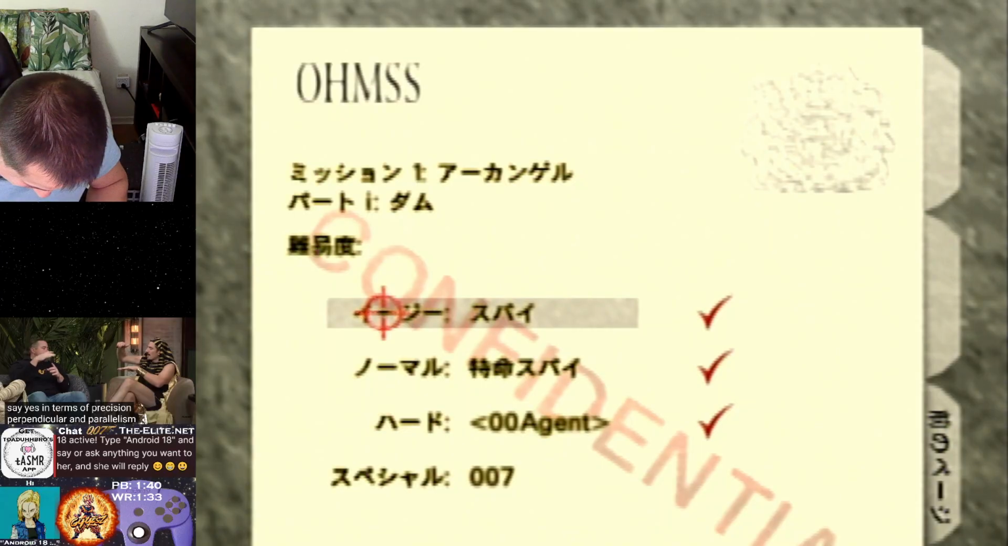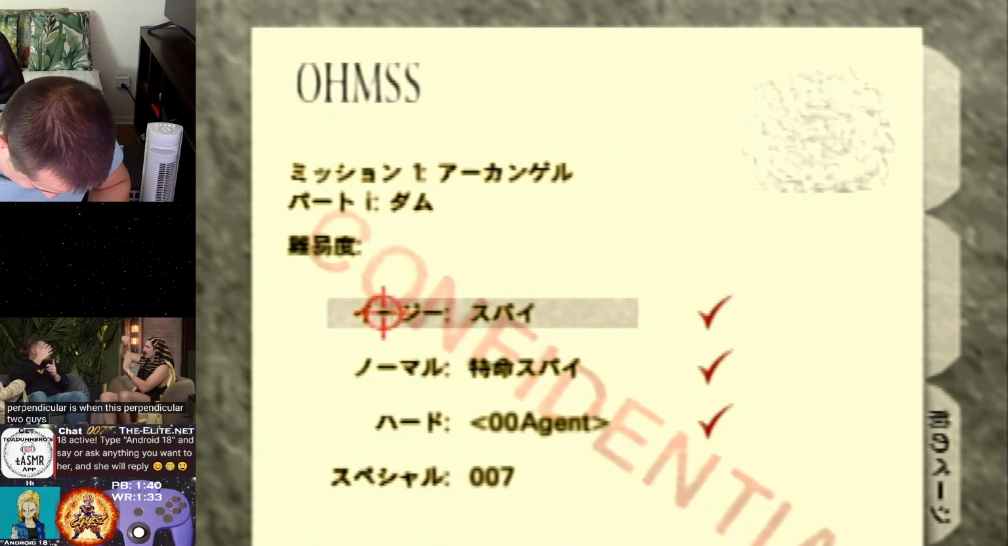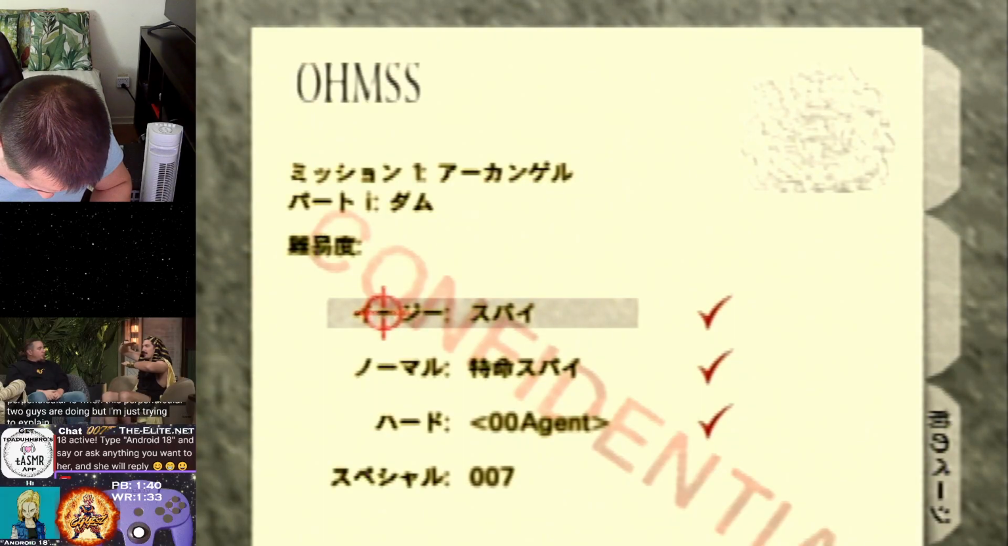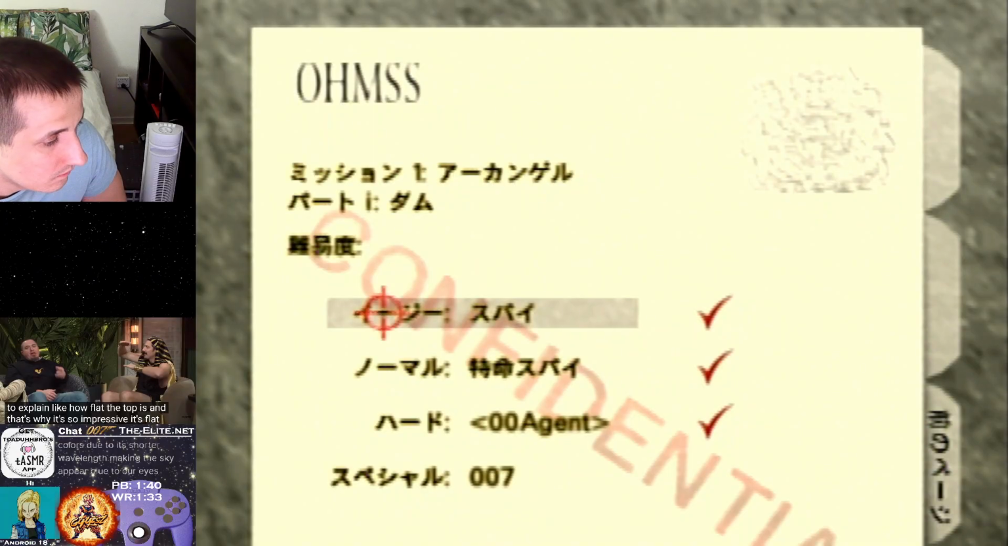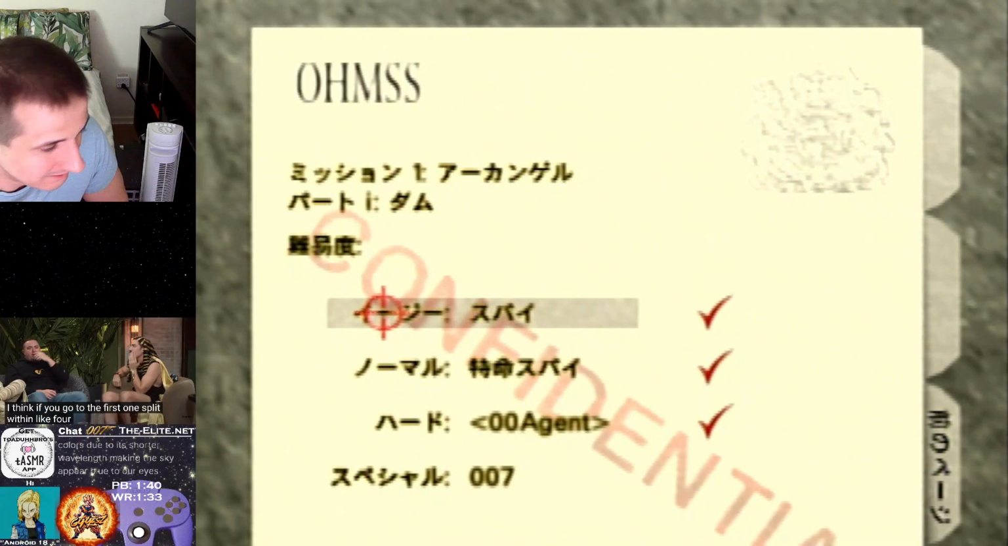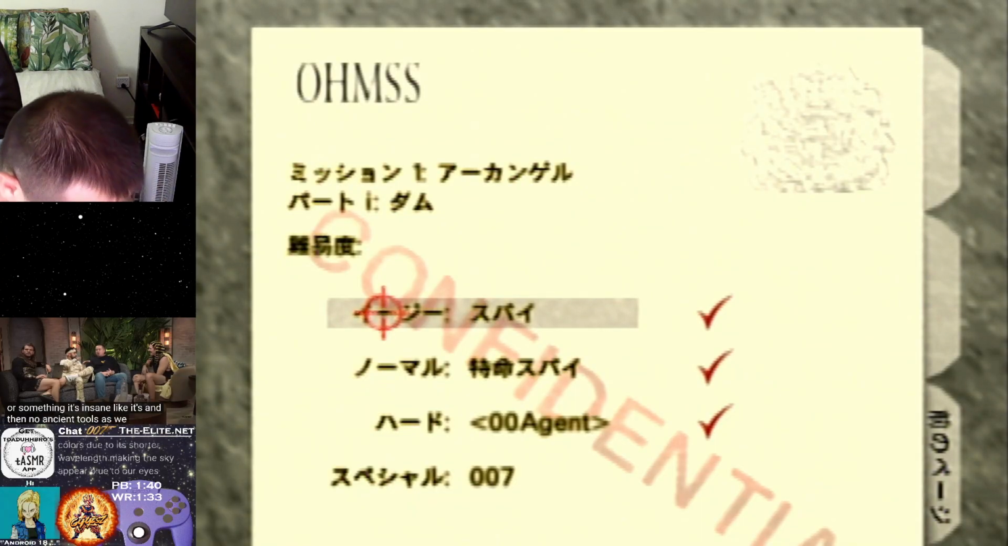Perpendicular and parallelism. Perpendicular is 90 degrees. I'm just trying to explain how flat the top is, and that's why it's so impressive. I think if you go to the first one, it's flat within like 0.004 of an inch or something. It's insane. And no ancient tools as we know them would be able to do that.